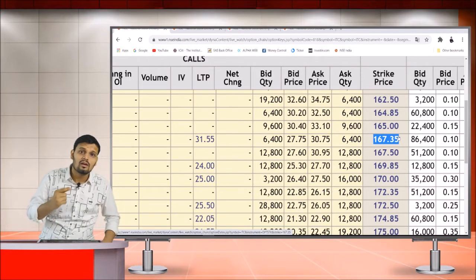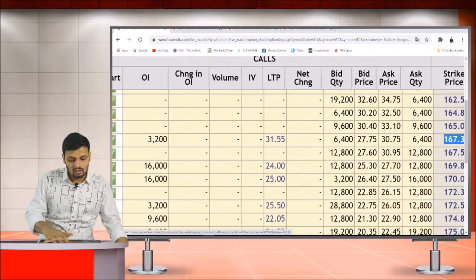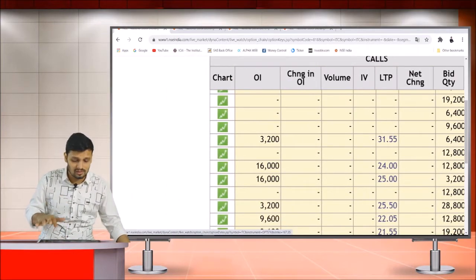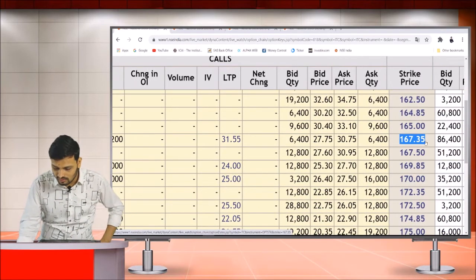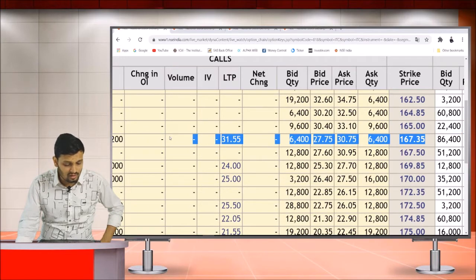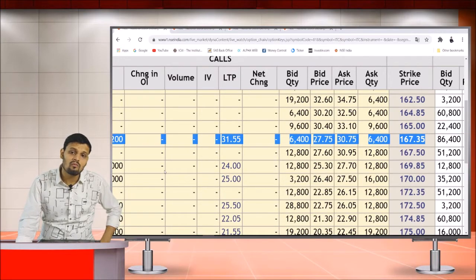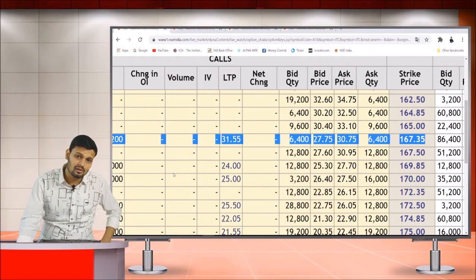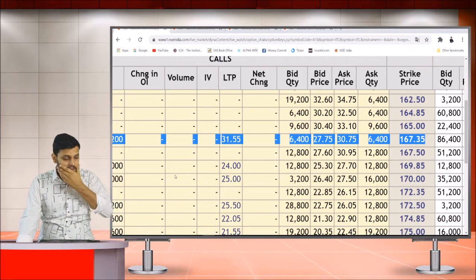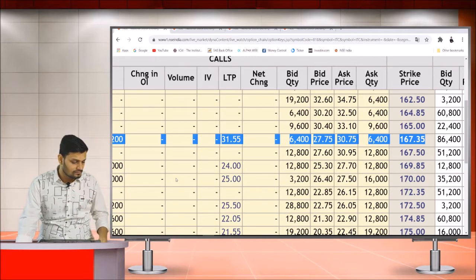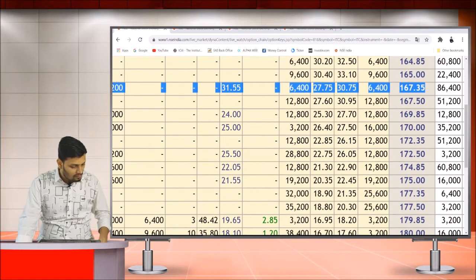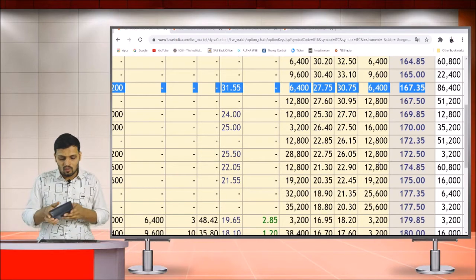So, now answer me one thing. What is the expectation of the call option buyer? What did he expect here? The person who has bought this 167.35 call option, what is his expectation? The price moving up or the price coming down? Will the price move up or will the price come down? Move up, superb, superb.